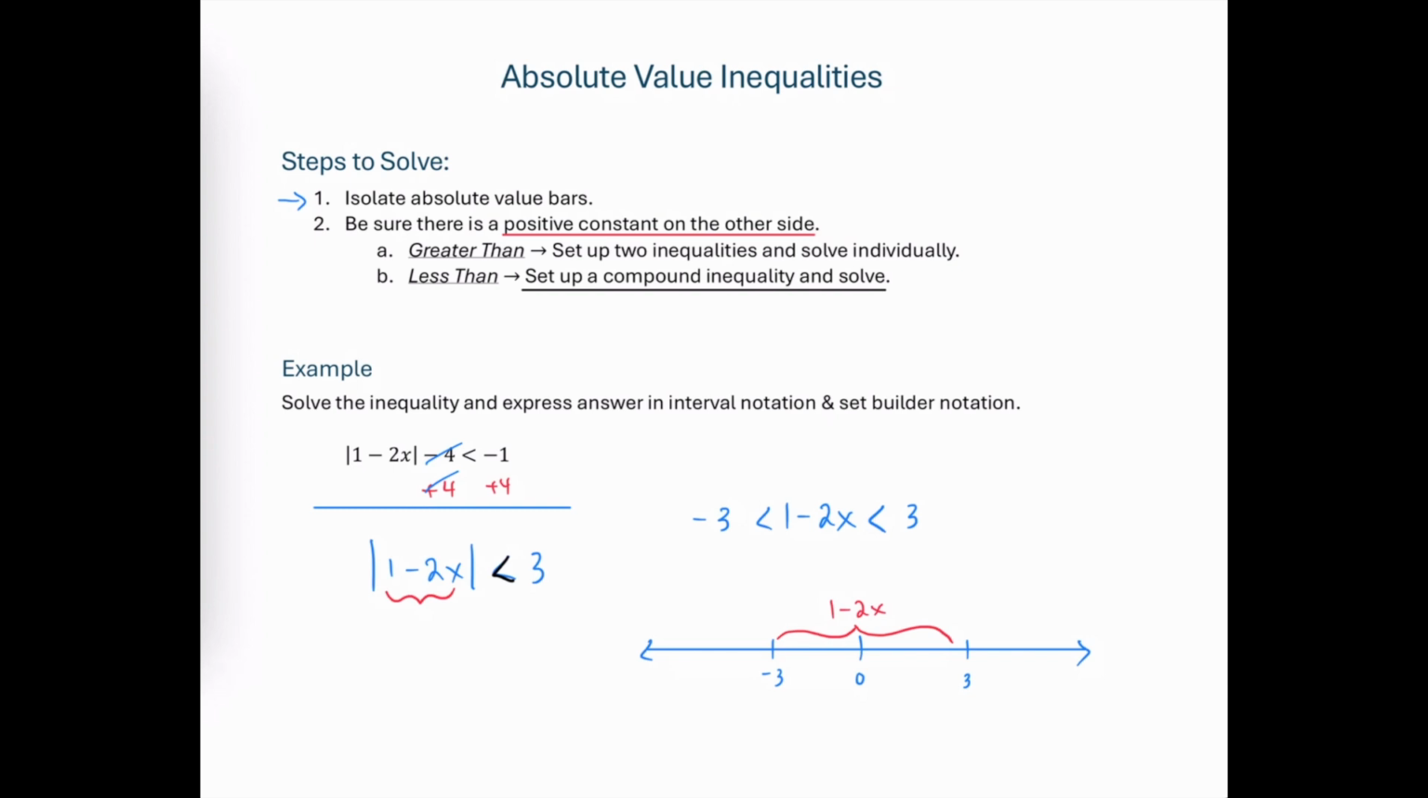Let's say the value of 1 minus 2x turns out to be positive 2. Then all of this would be positive 2, and its absolute value is less than 3. If 1 minus 2x inside the absolute value bars turned out to be negative 2, then this inside the absolute value bars would be negative 2, and its absolute value is also less than 3. So when our absolute value bars are isolated and we are less than some positive constant, we're going to set up a compound inequality that describes where the inside of the absolute value bars must fall on a number line in order to satisfy the criteria that it's less than 3. And so this is our inequality.